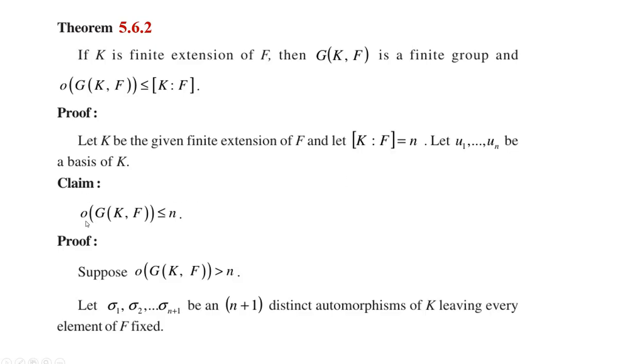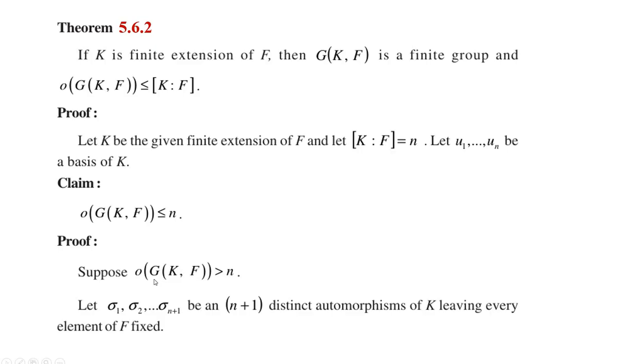Now our claim is order of G(K/F) is less than or equal to n. This we have taken as n. So you have less than or equal to n. Suppose we assume the contrary. That is, suppose order of G(K/F) is greater than n.